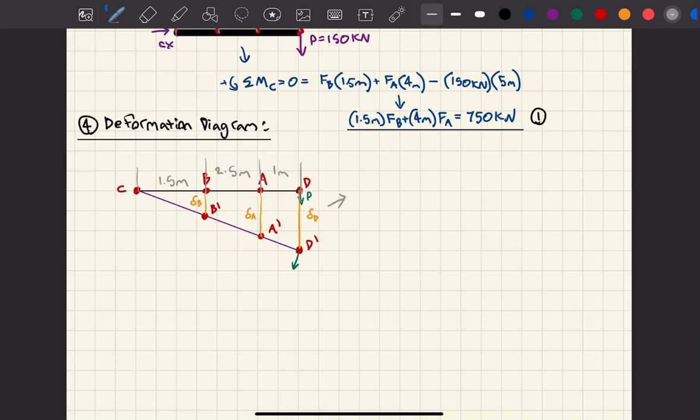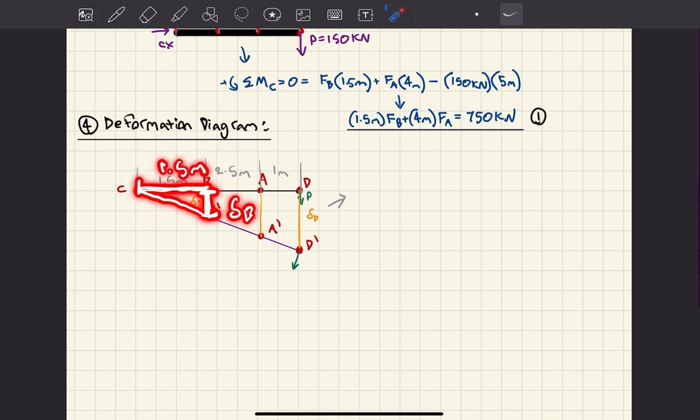And how that will basically work is I will relate this triangle, this, because I know this distance right here. This is just my deformation of B, of point B. My distance right here is 1.5 meters. And then similarly, I'll relate this triangle.